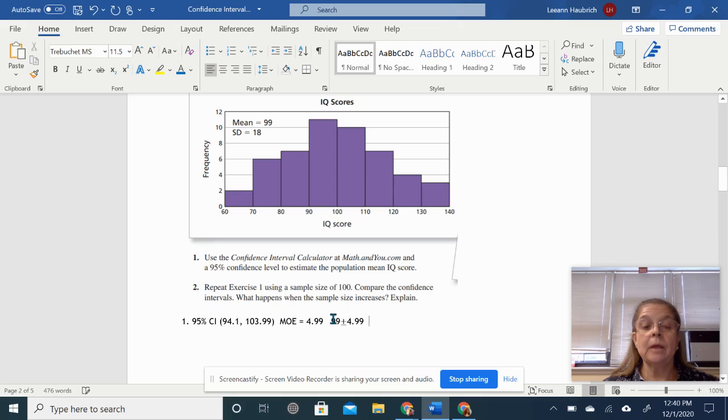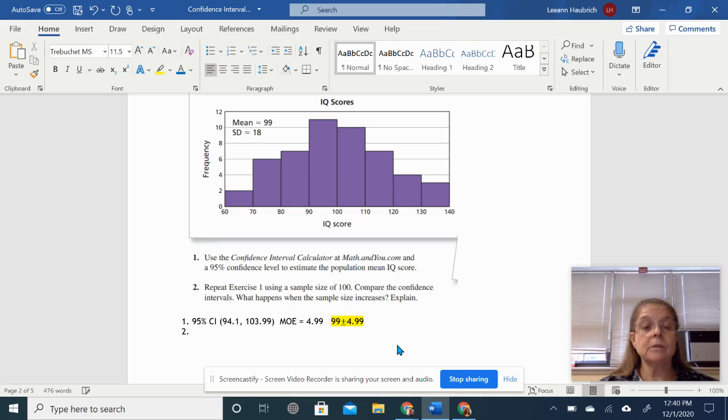It also can give us, we can write it this way. And this one I am going to highlight. So 99 minus 4.99 will equal the 94.1. And 99 plus 4.99 will equal 103.99. And question 2 says, well, what if we increase the sample size up to 100?